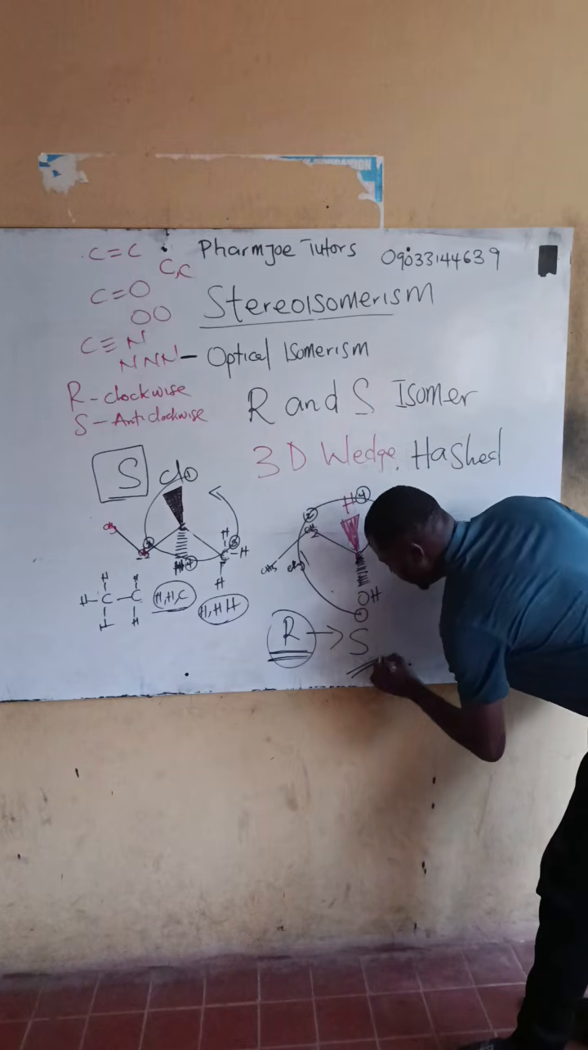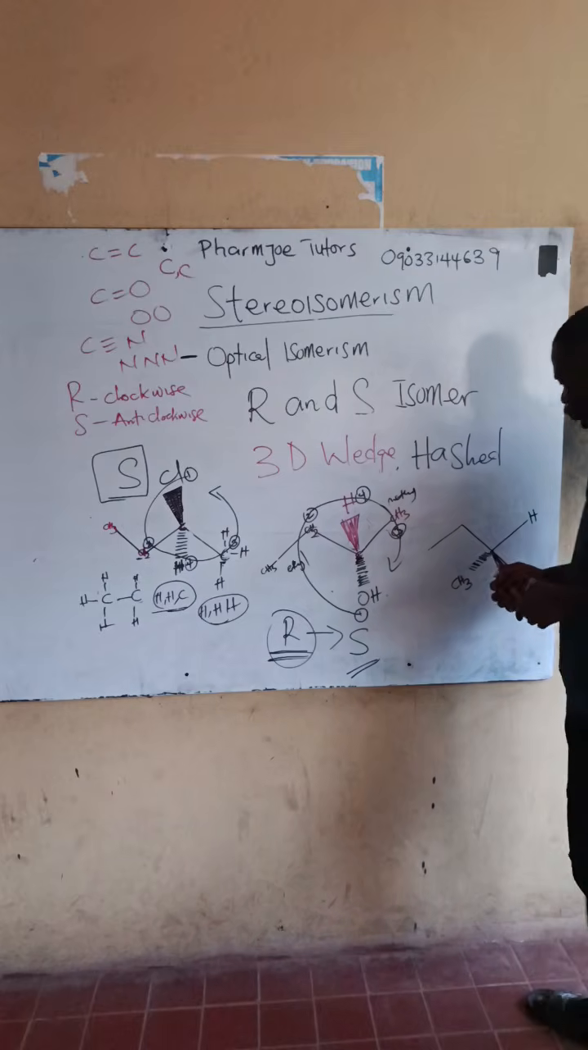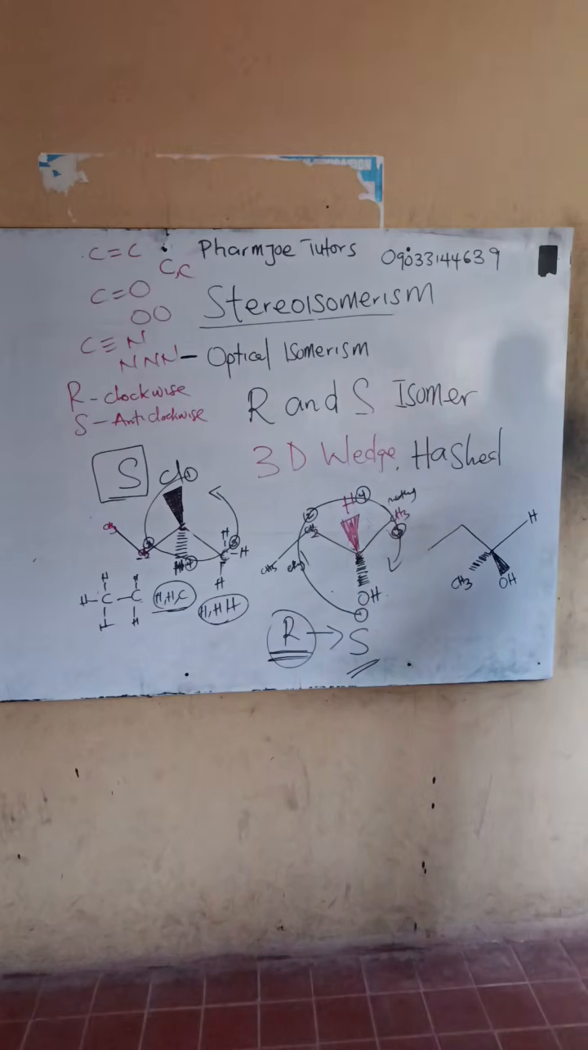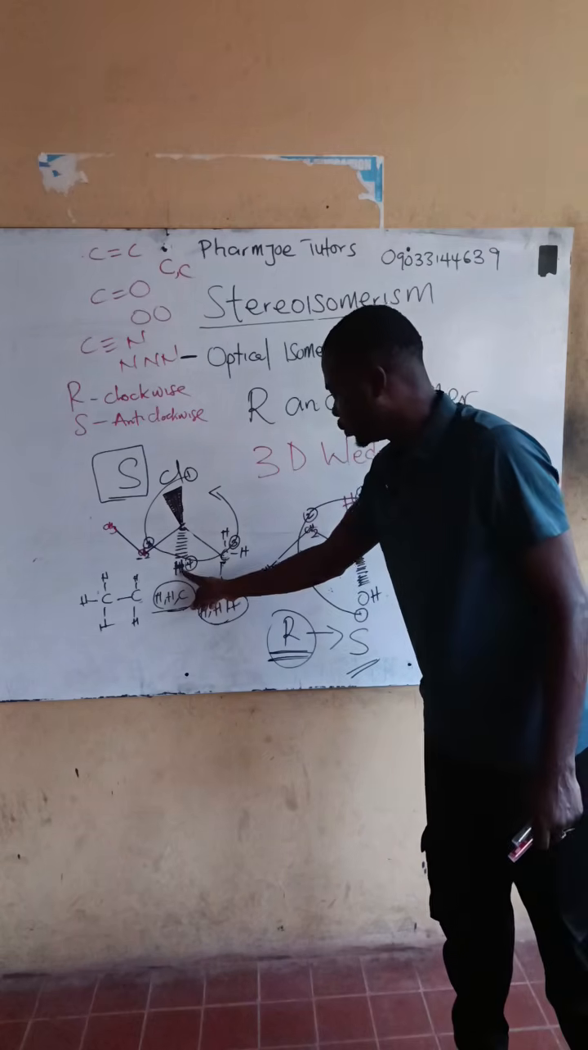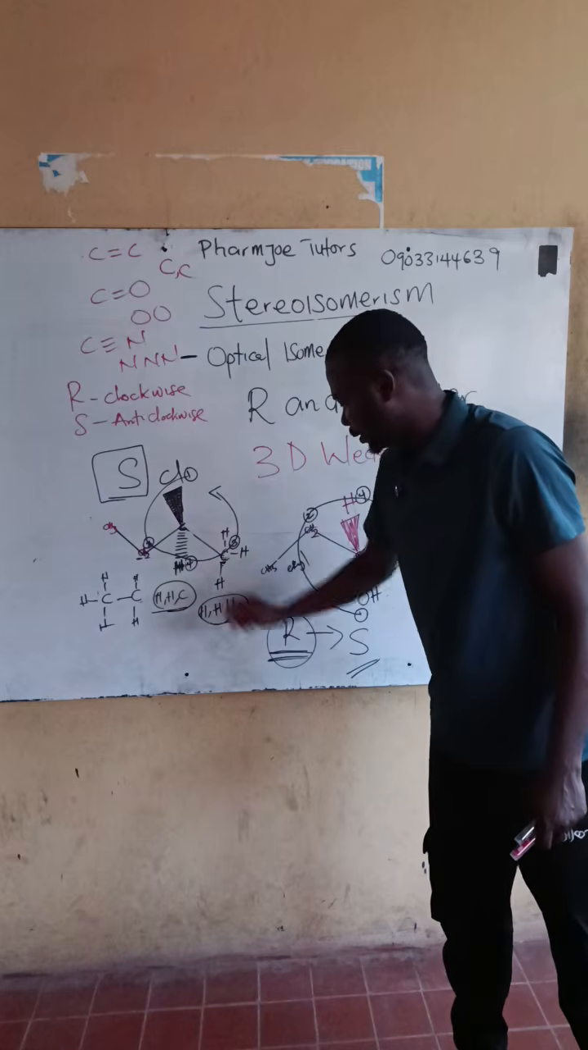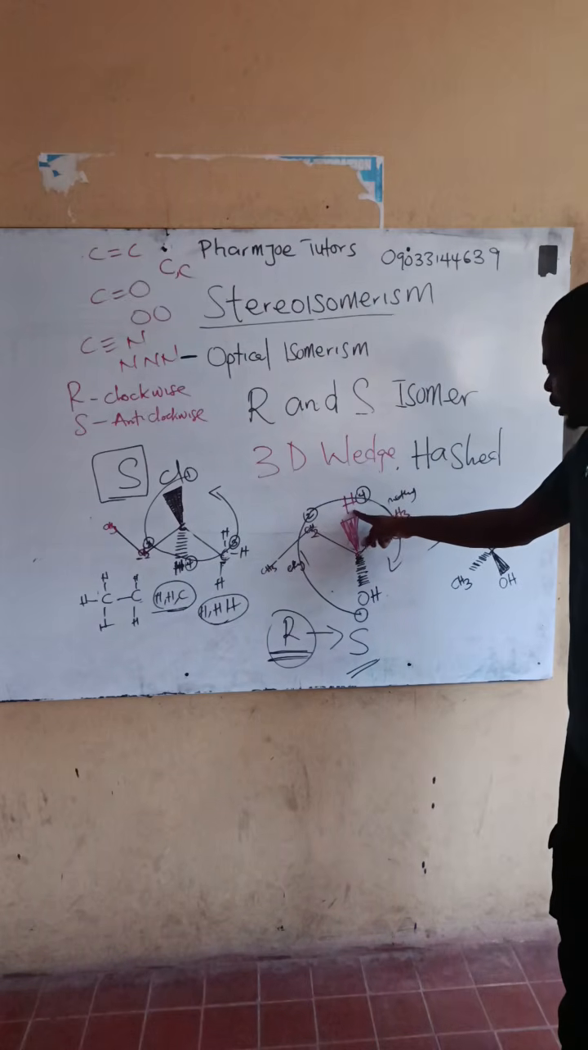S. Very simple. Now, I want us to try this last question. This last question is tricky. Why? The reason is because our hydrogen was not on the wedge and was not on the hash. In the first case, hydrogen was on the hash, which is correct. In the second case, hydrogen was on the wedge.